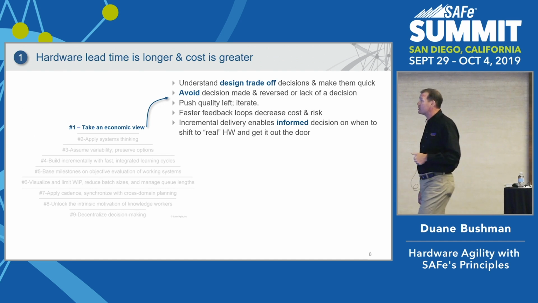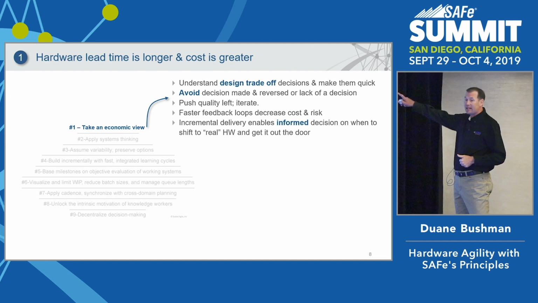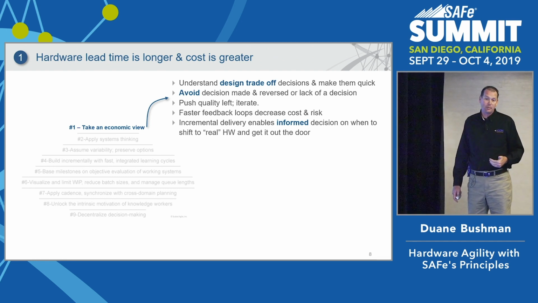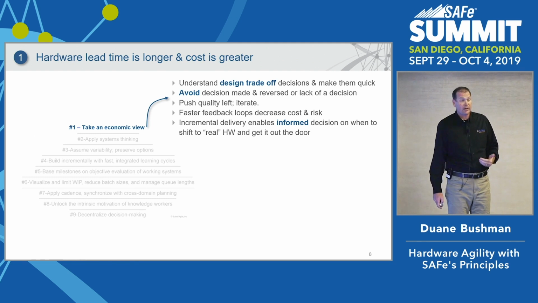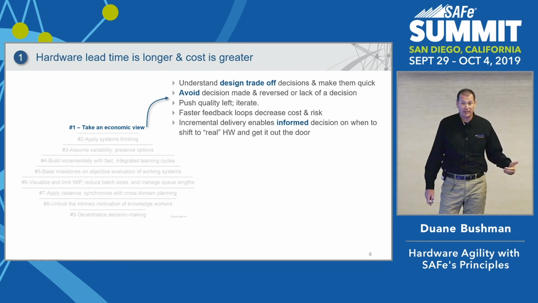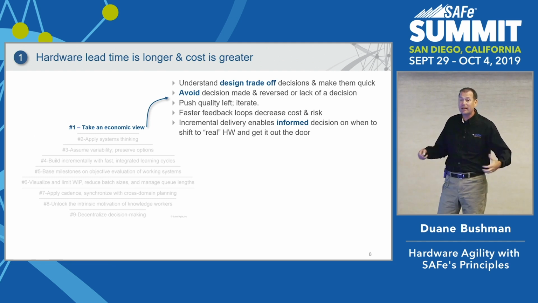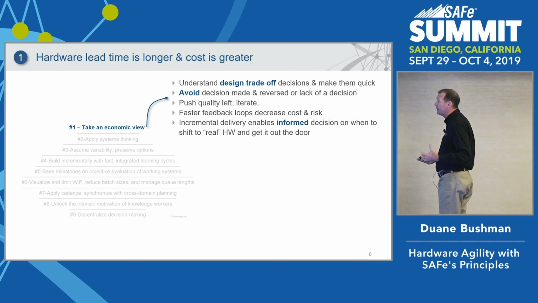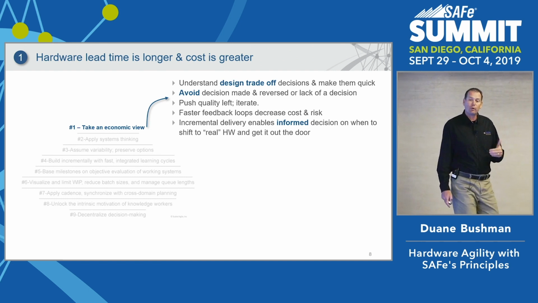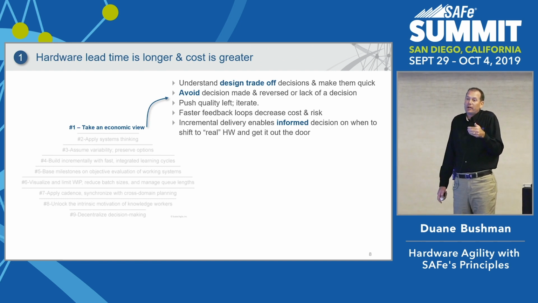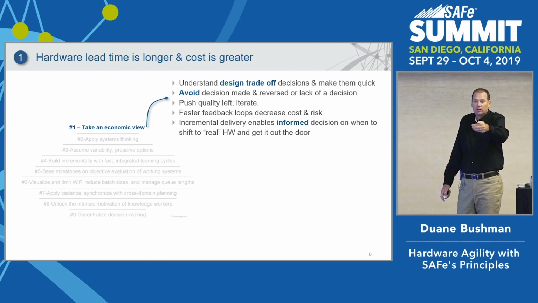If we can learn something going through, that extends from those faster feedback loops. That is going to decrease our overall cost, and it's also going to decrease our risk. So by thinking with the economics in mind, that's going to help us with all those informed decisions. When do we go from the digital twin era to a physical one?